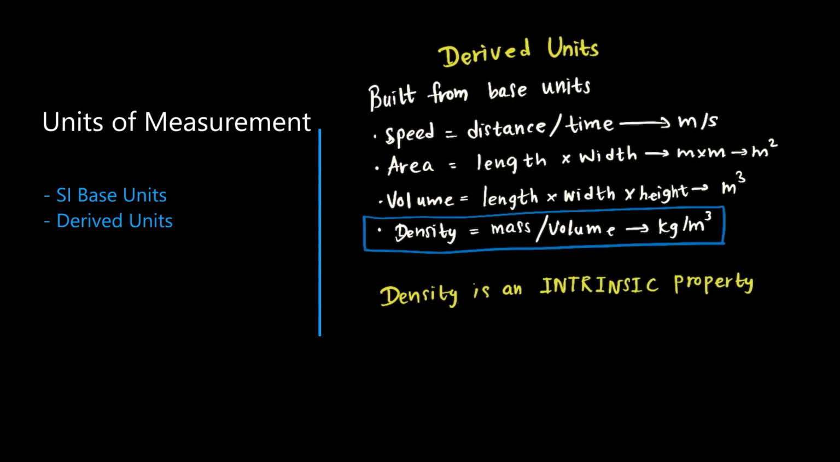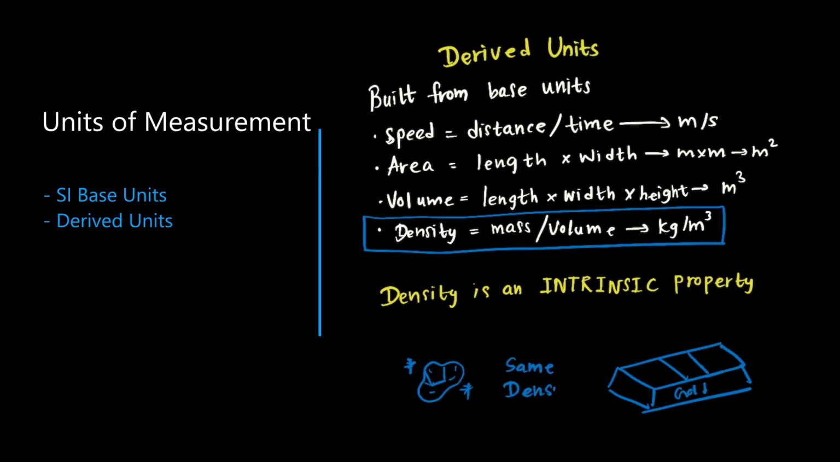A key concept about density is that it's an intrinsic property of a material. A small gold nugget and a large gold bar have the same density because even though the bar has more mass, it also has proportionally more volume, so the ratio of mass to volume stays the same.